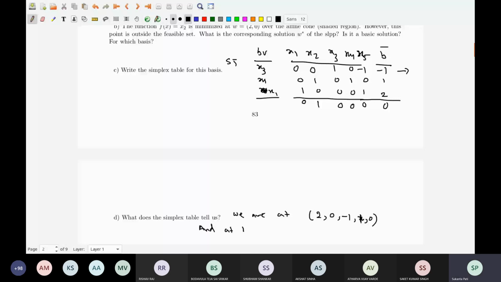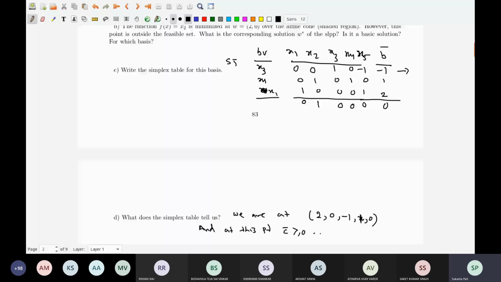at this vertex, c bar is greater than or equal to 0, which basically means you are outside the feasible set. You are at a vertex-like point over whose affine cone this objective, minimize x2, is minimized. So that is why c bar is greater than or equal to 0. The objective function is minimized. That is what it tells.